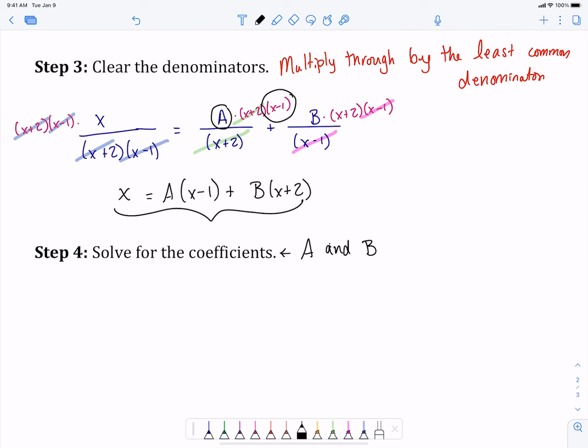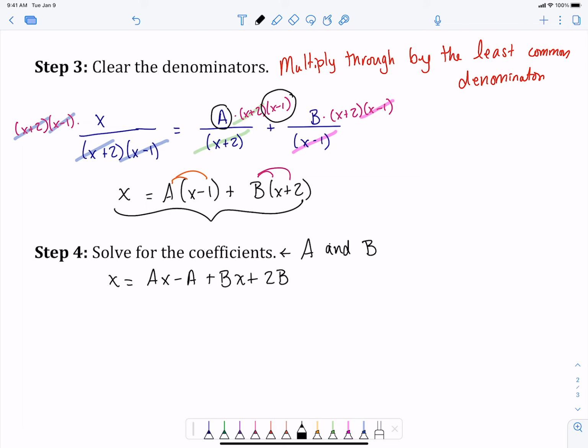So the relationship that we've got right here, that x is equal to A times x minus 1, if we multiply that out, if we FOIL that out, we get Ax minus A. And similarly, if we take B and multiply that through, FOIL it out, because we're trying to solve this. We're trying to figure out what A and B are. And to do that, we need to get rid of these parentheses, plus 2B.